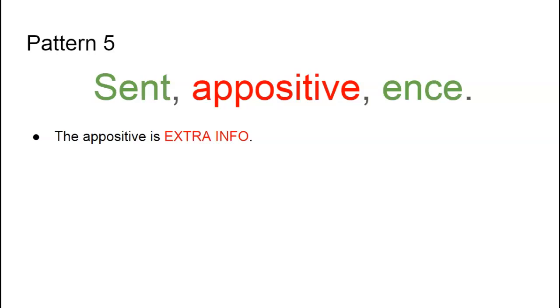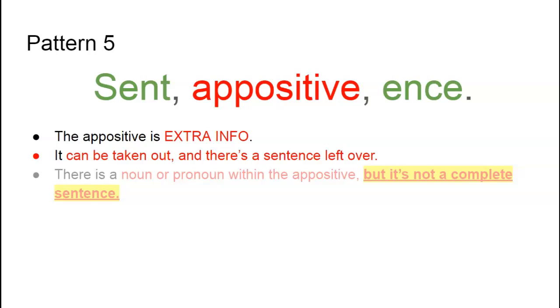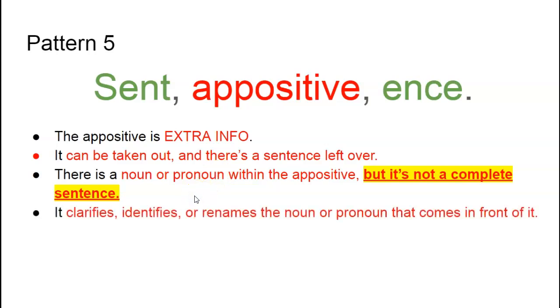So the appositive is extra info. It's extra. It's nice, but not necessary. It can be taken out, and there's a sentence left over. There's a noun or a pronoun within the appositive, but it's not a complete sentence. So this part right here in red, this is a word or a phrase. It's not a complete sentence. The complete sentence actually happens without the appositive. The appositive is extra. It clarifies, identifies, or renames the noun or pronoun that comes in front of it.